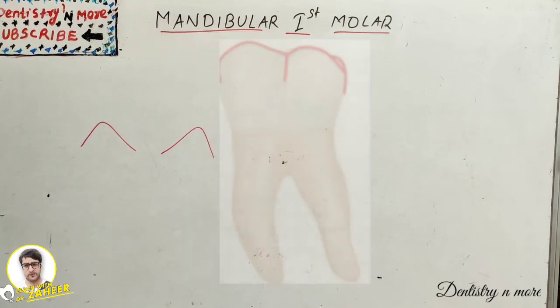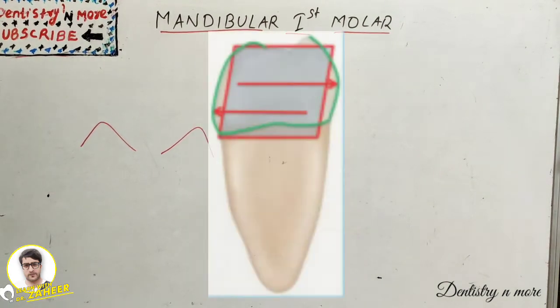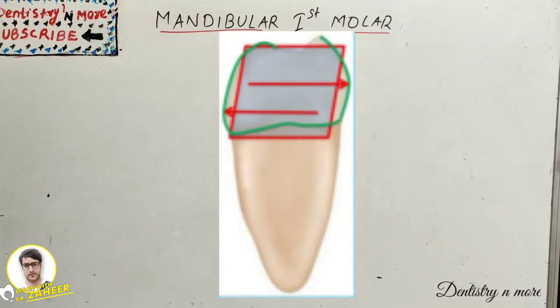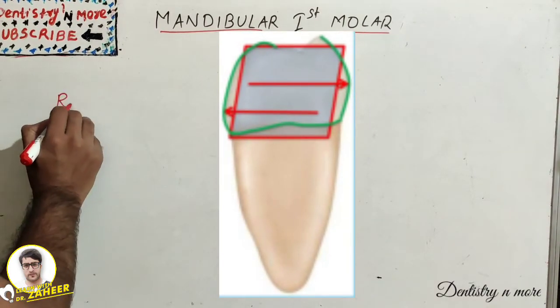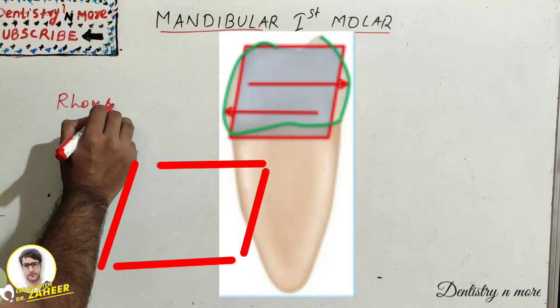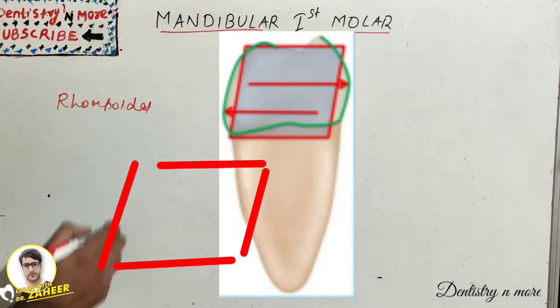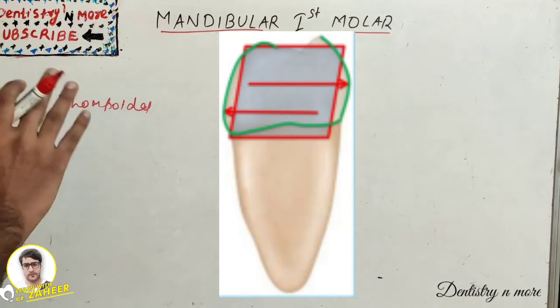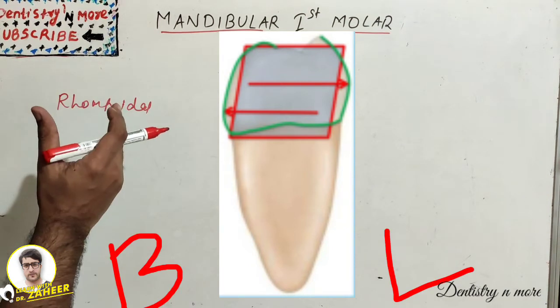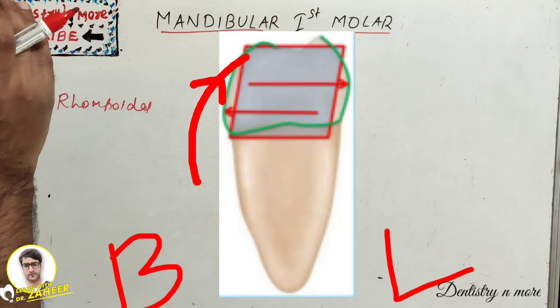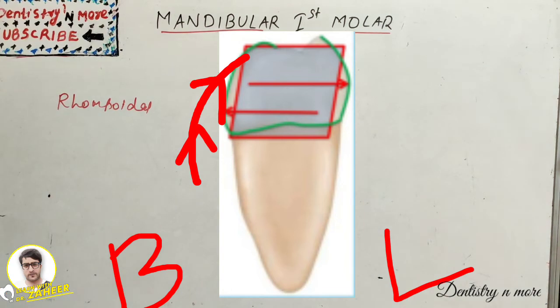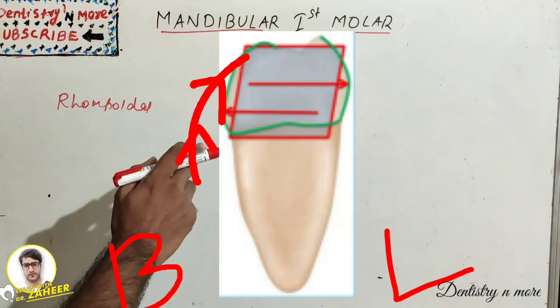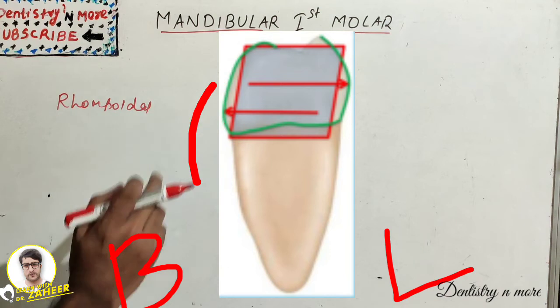Now we have the mesial aspect. On the mesial aspect, the shape is almost rhomboidal, with a lingual tilt of the buccal outline. So you can see a slight lingual tilt of the buccal outline. This is the buccal outline. You can see a slight tilt.